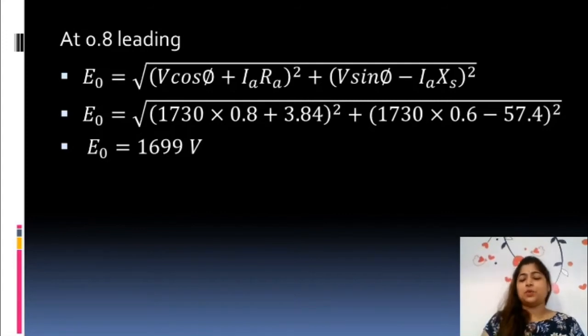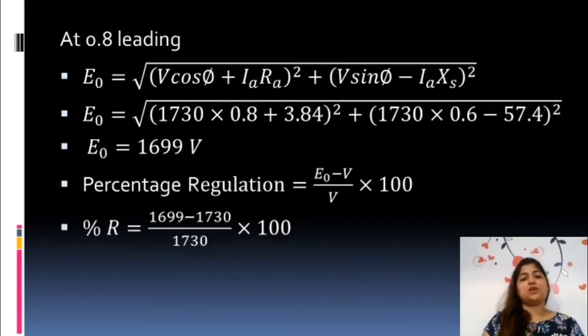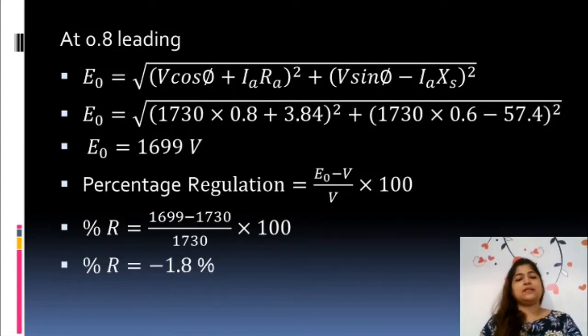And then substitute it in voltage regulation. Let's find out percentage regulation for leading power factor. The formula will be same. Just substitute the values of E naught and V and get the percentage regulation, which is minus 1.8%.